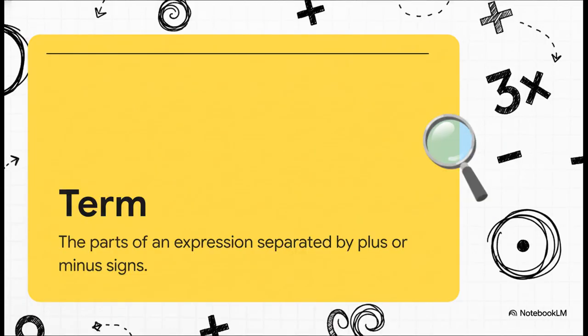This is super easy. A term is just one of the individual chunks of an expression. So the 3x is a term, and the 5 is also a term. They're like the individual words, all separated by plus or minus signs.